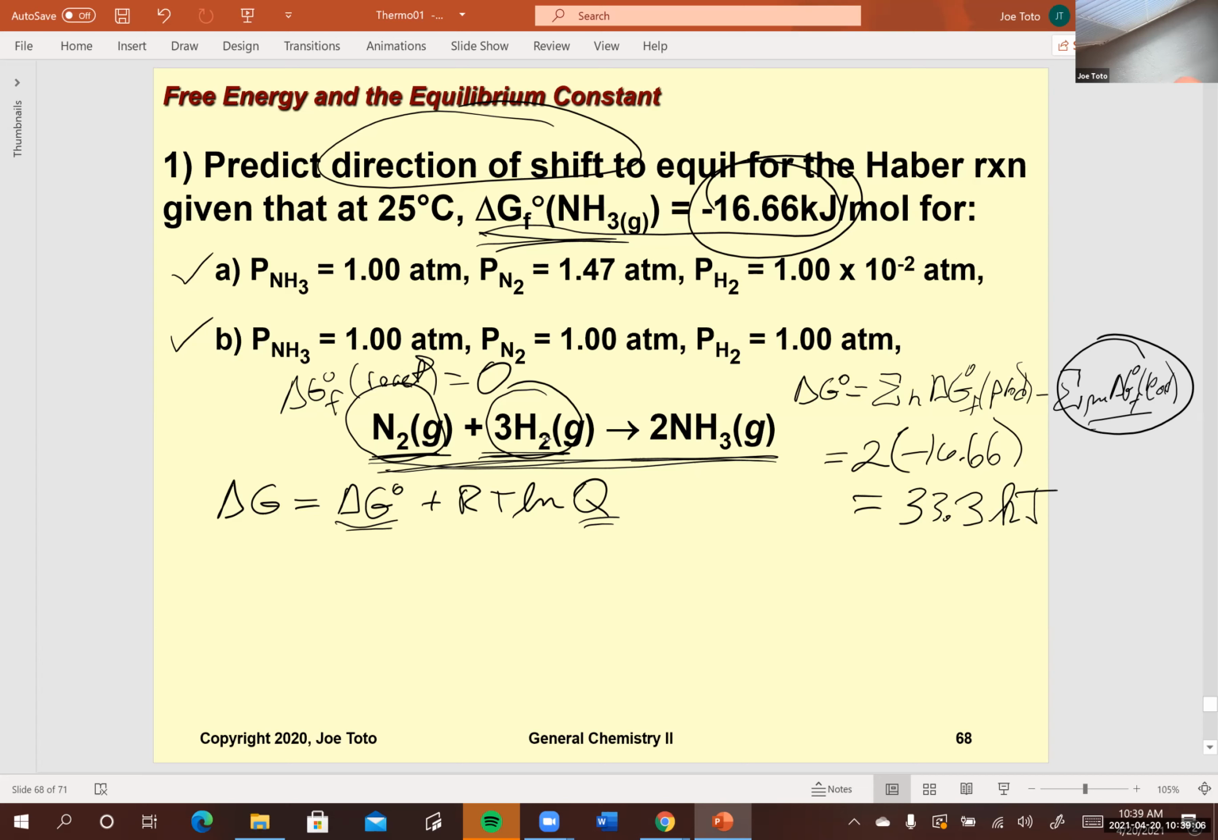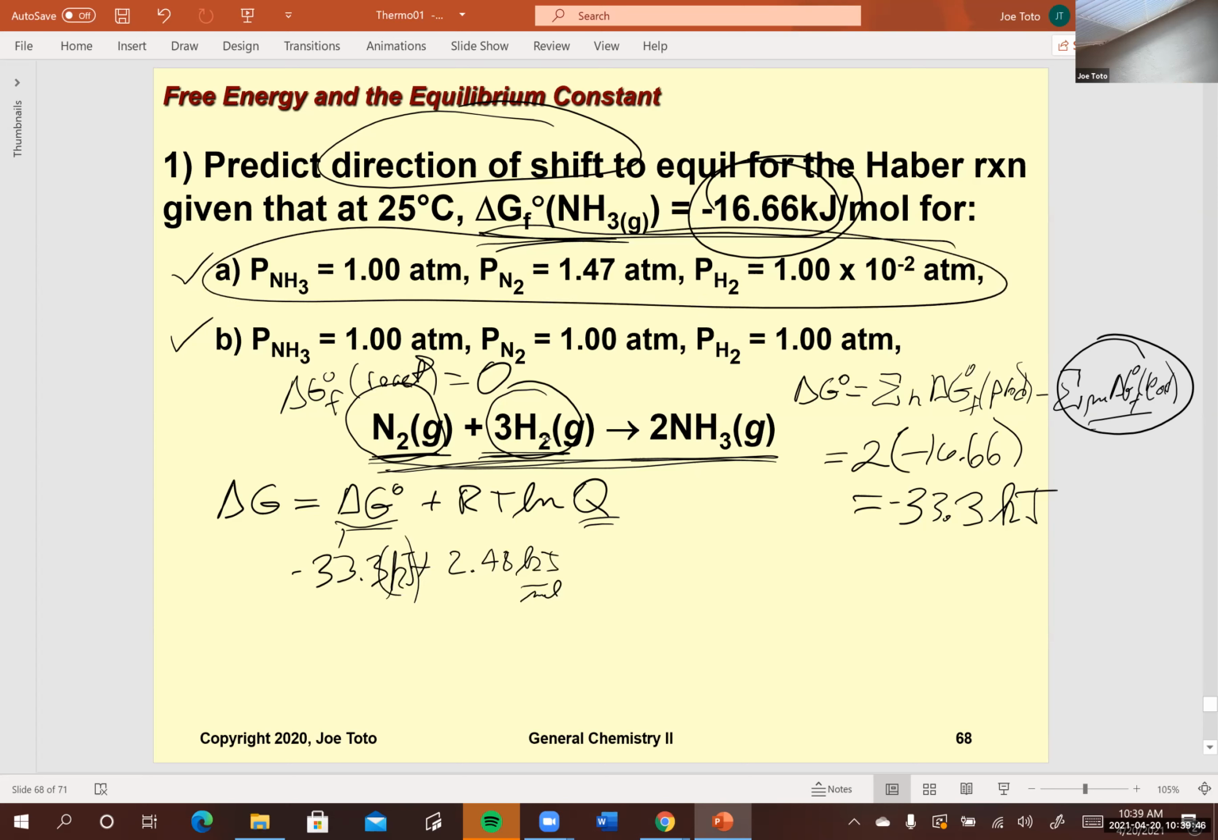Okay, so I have that value here. Oh, it's minus 33.3. Plus, I know that RT is, what did we say it was, like 2.48 kilojoules per mole? Oh, and this is also in kilojoules. And so now I have to do the log of Q, and I can calculate Q for these two different cases, A and B.